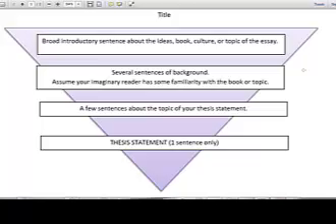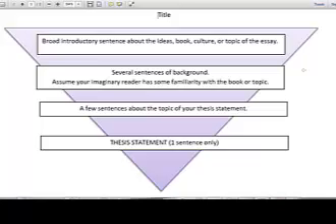You'll need several sentences of background information. You can assume that your reader has some familiarity with the book, but maybe has read it several years ago. That's a good assumption that you can generally make. You'll also want to include the title of the book and the author, as well as any really important information about the book. Then you'll move to a few sentences about the topic of your thesis statement.